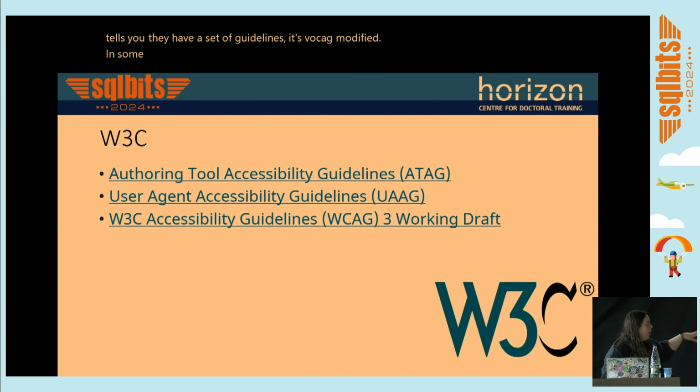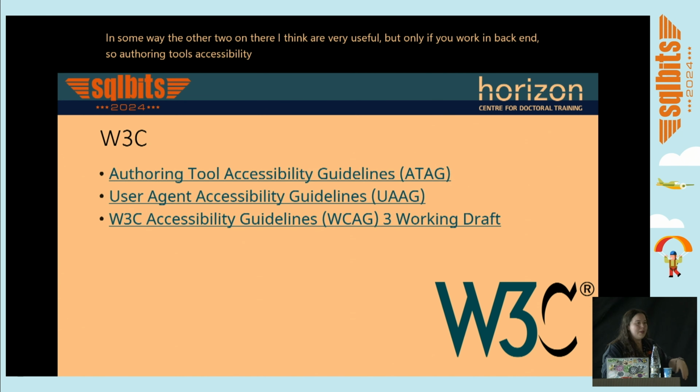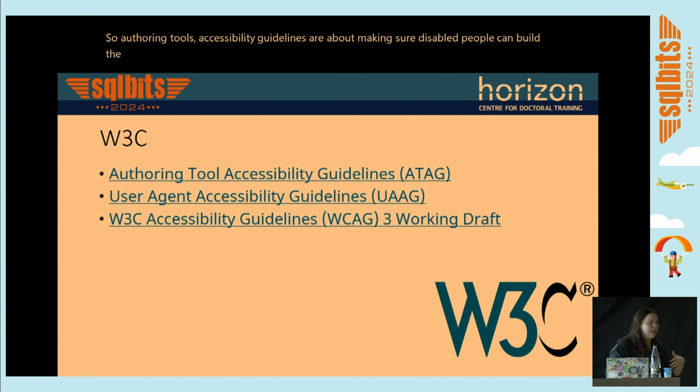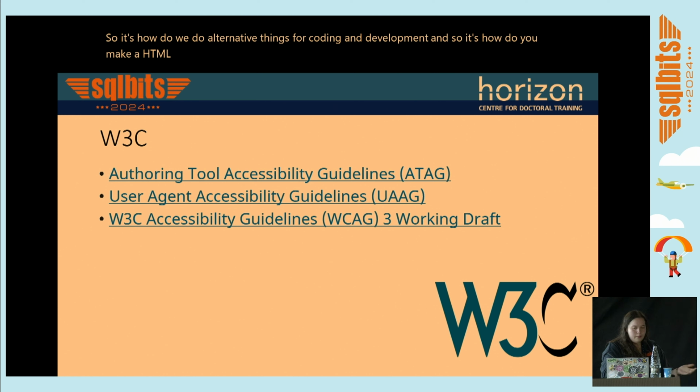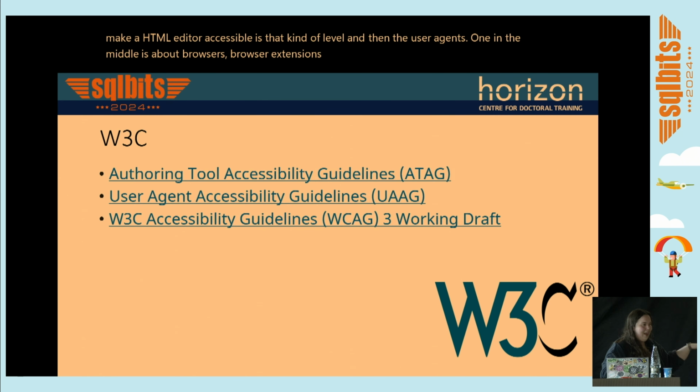The other two on there I think are very useful, but only if you work in backend. So the authoring tools accessibility guidelines are about making sure disabled people can build the things. So it's how do we do alternative things for coding and development. And so it's how do you make an HTML editor accessible, that kind of level. And then the user agents one in the middle is about browsers, browser extensions, media players, and all of that.